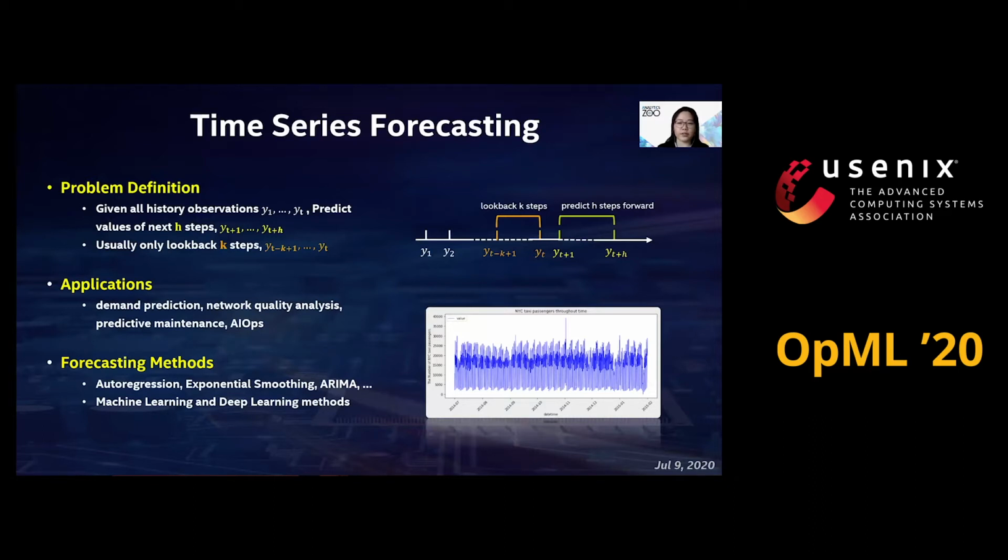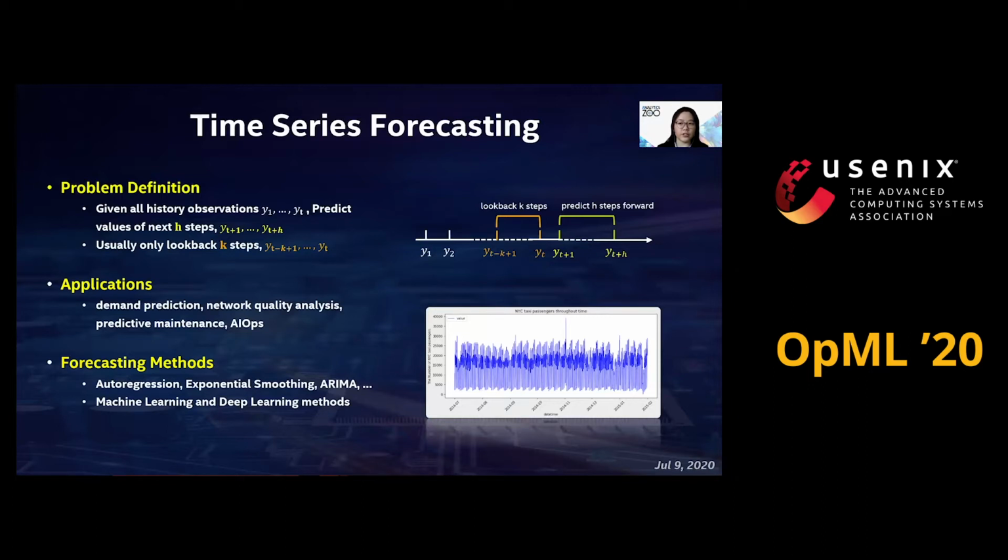Besides pure forecasting purposes, it is also very common to use forecasting as a pre-step for online anomaly detection. In that case, we first forecast the future value, and if the new value diverges too much from the forecasted value, it would be considered an anomaly.